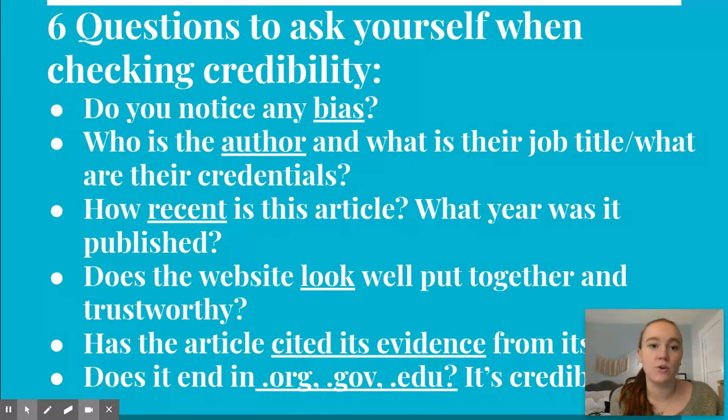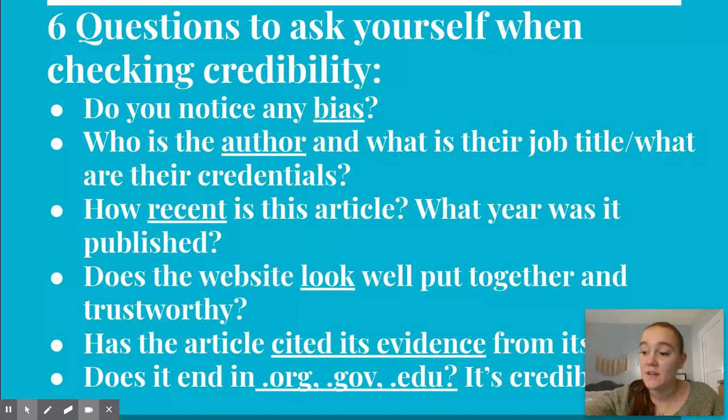Remember, the words credibility and credentials sound similar, and credentials means what have they done to be an expert, or to know what they're talking about in this topic. Are they a real journalist? What is their job title? Are they a real doctor? That kind of thing. How recent is this article? What year was it published? That's important because we cannot use old statistics from the 90s, because we know that those statistics will be different today.